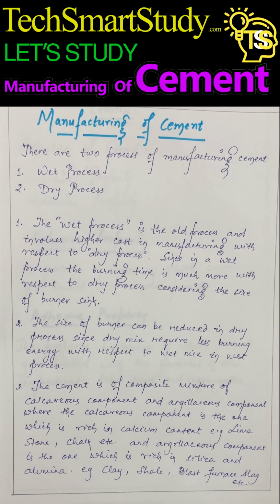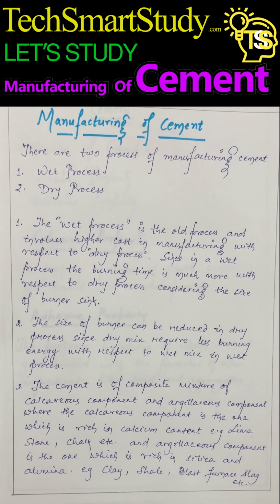Now the second point: the size of burner can be reduced in dry process, since dry mix requires less burning energy with respect to wet mix in wet process. The size of burner sink of dry mix is smaller than that of wet mix because the burning time required for dry mix is quite lesser than that of wet mix. So the size of the burner can be reduced in dry process.